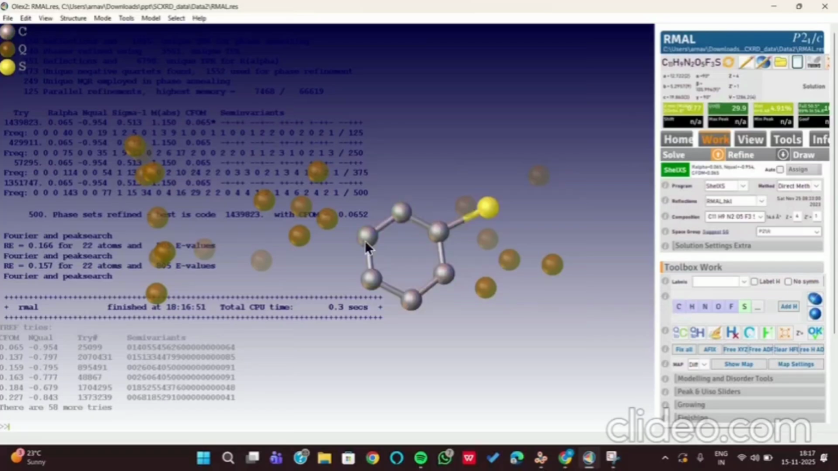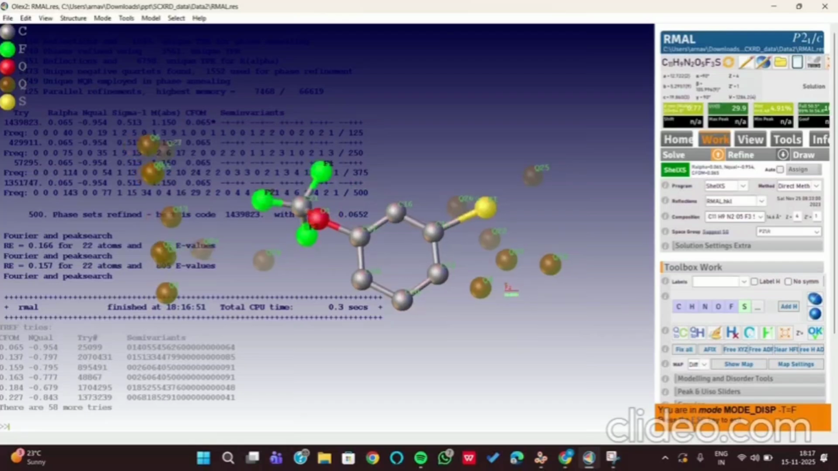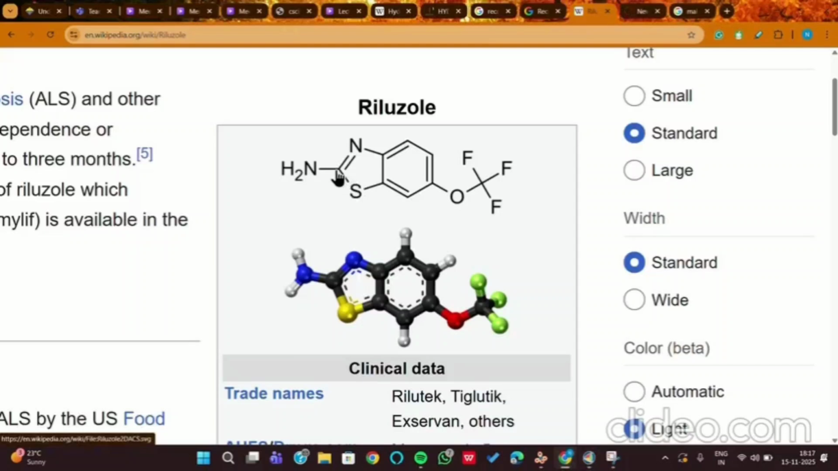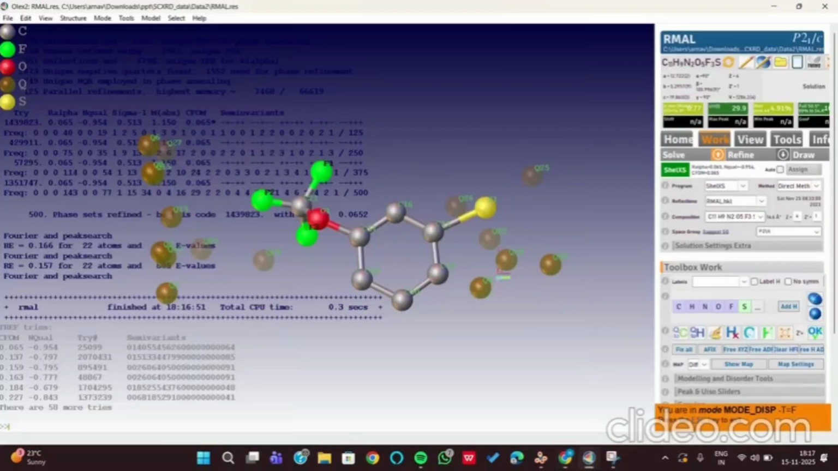Now with this, one oxygen is attached, so we'll assign this as oxygen, and the oxygen is attached to the carbon. Then this carbon is attached to the fluorine as per the structure, so we'll just simply assign these values. Now in the structure, the sulfur is attached to carbon, then it is attached to the nitrogen, and this carbon is attached to the nitrogen.